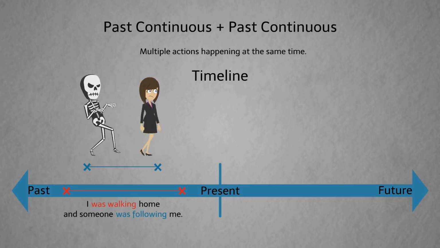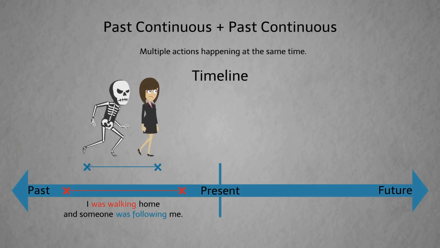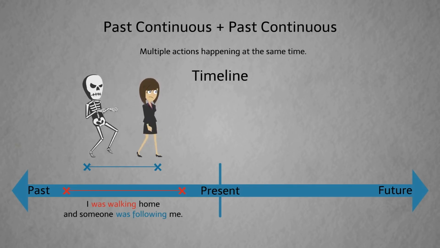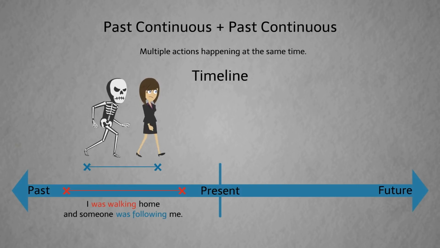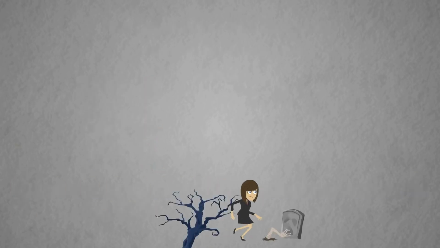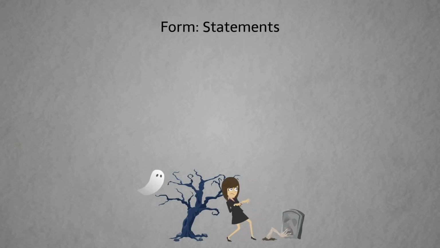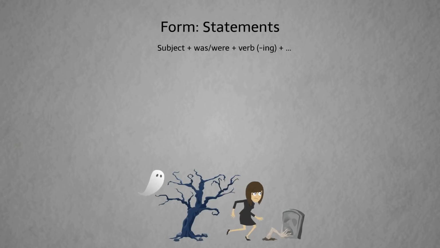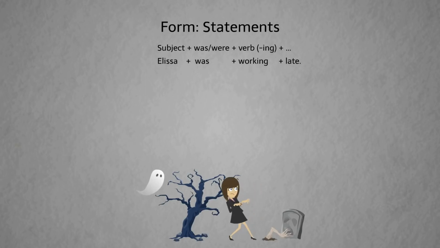We can also use 3, 4, 5, or even more past continuous actions in the same sentence, and all these actions were happening at the same time, sometime in the past. Let's look at the form now. The form for statements is subject plus was or wasn't and weren't for negatives, plus verb in the ing form. For example, Alyssa was working late at the office.